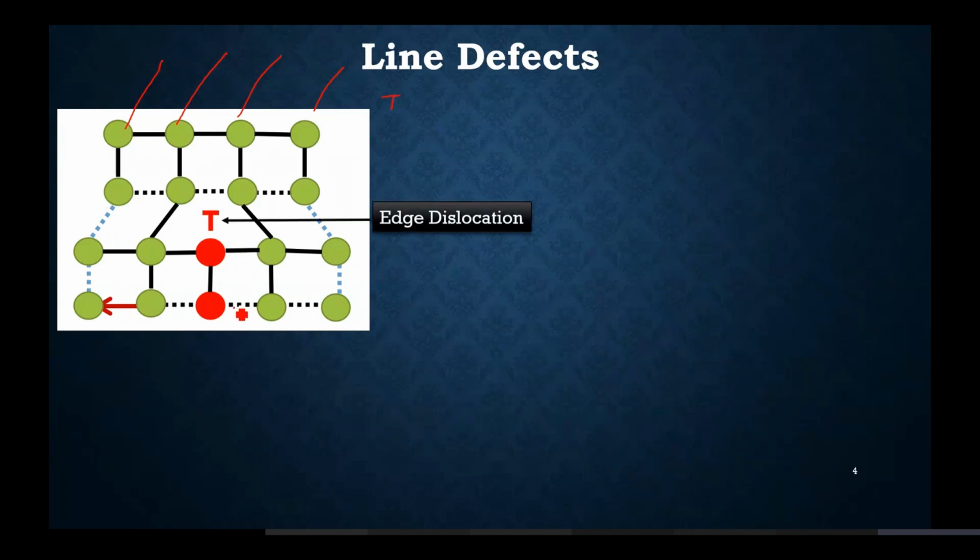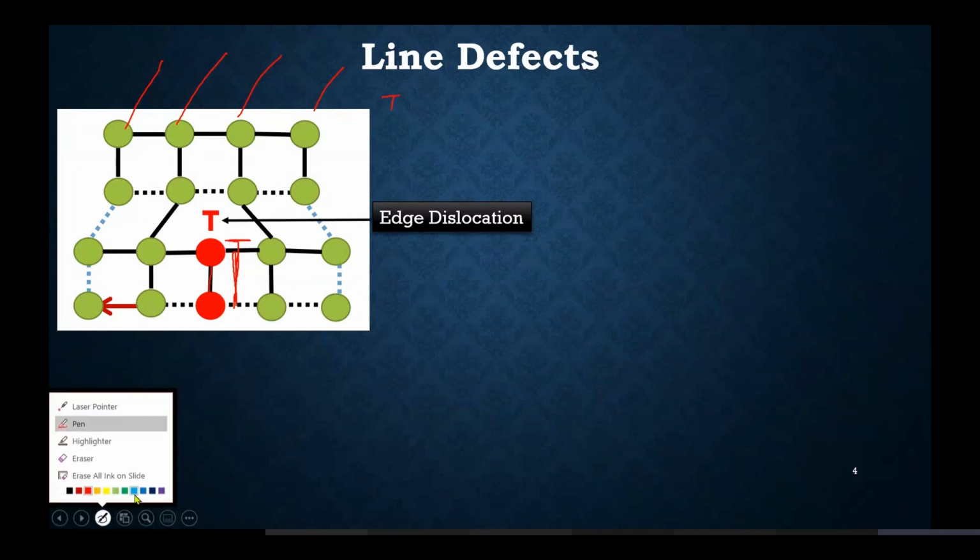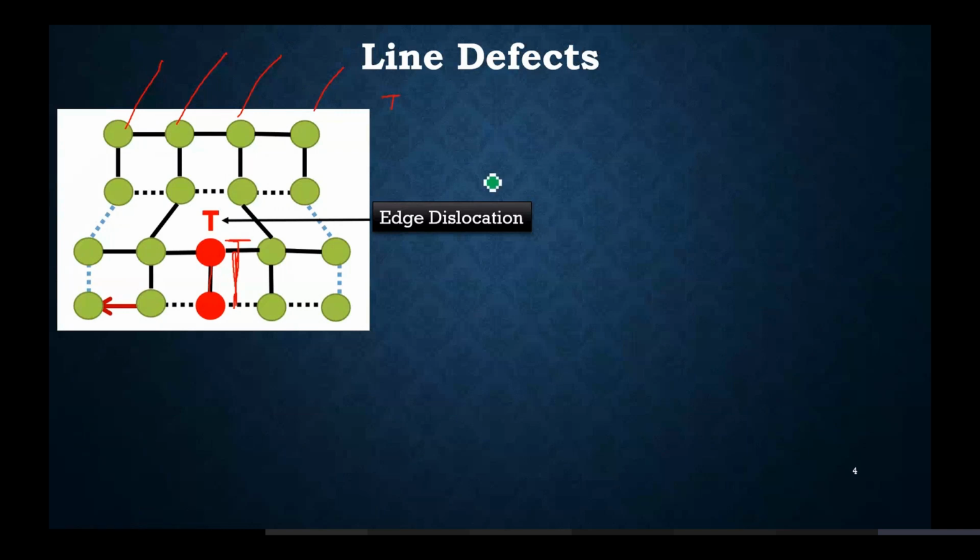The first line, or the straight line of the T, represents the location in which the plane has been inserted, and where this extra half plane ends, you would mark it with the straight line or a perpendicular cap line. Is this clear to you? This T sign is essentially representing that there is an extra half plane which is inserted from the bottom and it ends up here. All right.